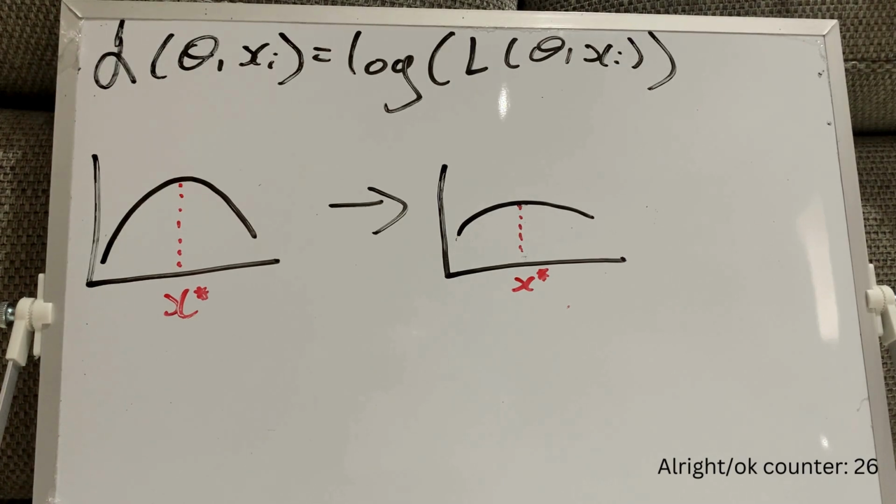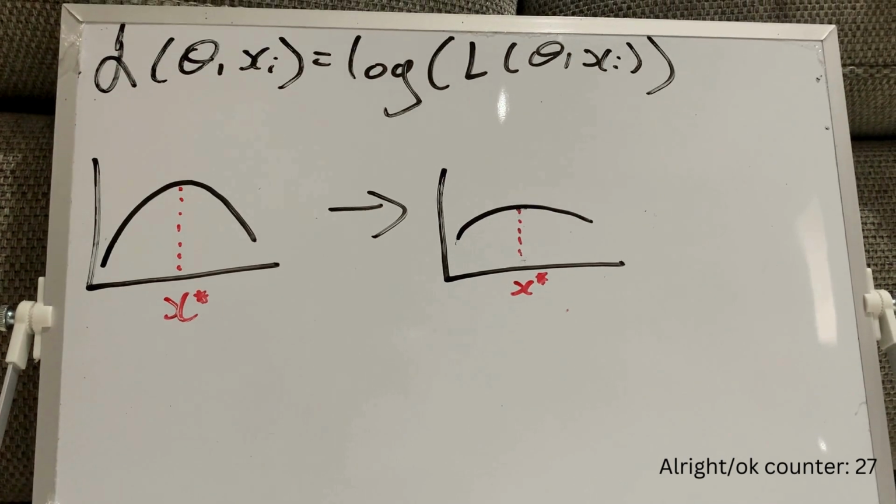Okay, and I've drawn a really quick, rough sketch to demonstrate that. It's very rough, so don't get mad at me. But say the likelihood function looks like something on the left, the log likelihood function will look like something on the right. We don't really care about the shape of the graph. All we want to know is the value of x that maximizes it. And that is the same for both.